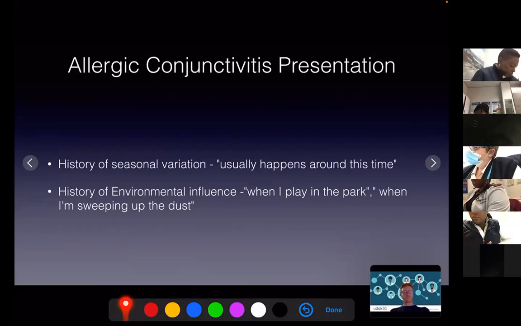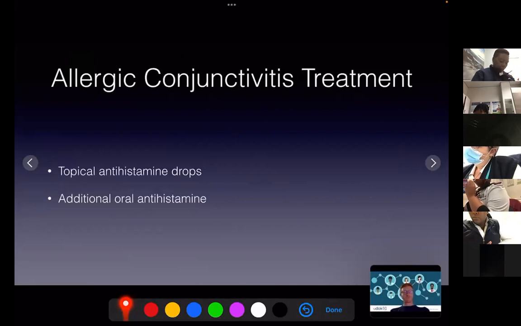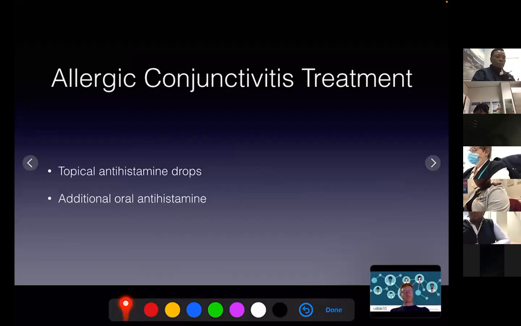So if it's not seasonal, then the patient will come in and say, when I'm playing in the park, when they're exposed to grass or trees or that type of deal, then they'll all of a sudden get a reddish, itchy type of an eye. And that we're just going to treat with topical antihistamine drops, usually every 6 hours or so.